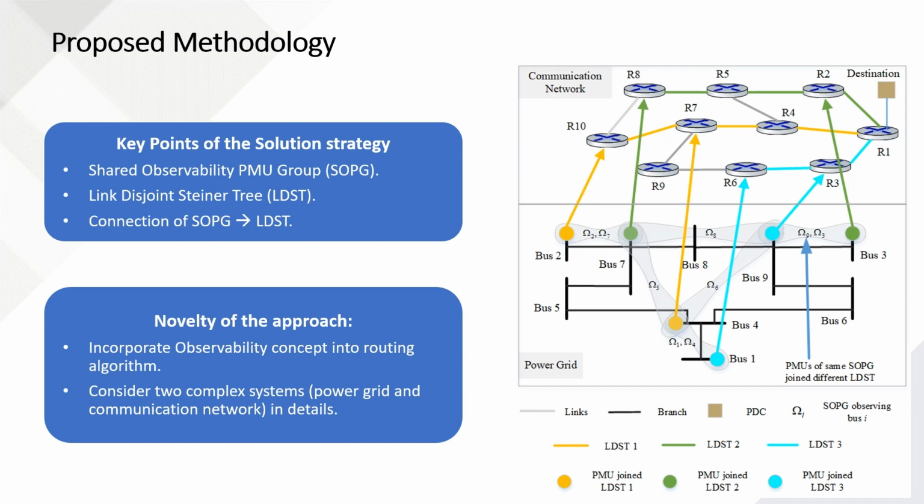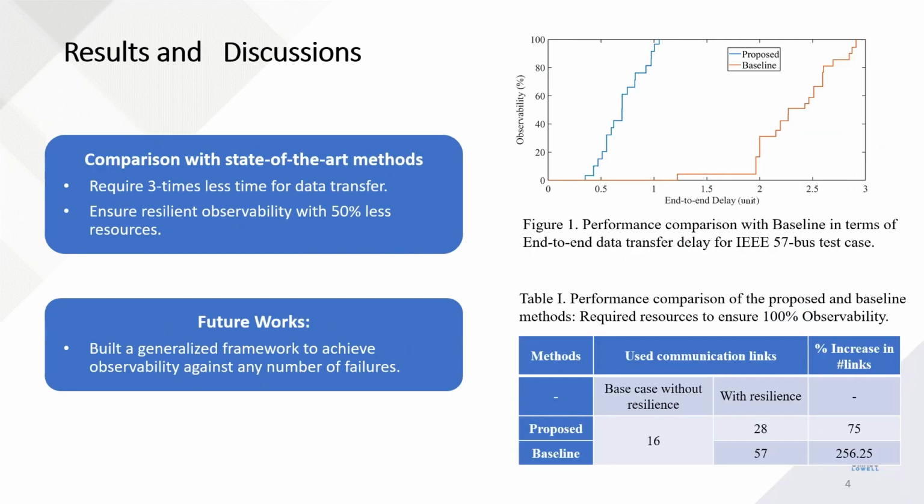As novelty, I want to highlight that this is the first research article to include power grid observability concept into network routing algorithm. We compare the proposed method with a baseline from literature on IEEE 57 bus test power system. Figure 1 shows that our proposed method achieves 100% observability with lower delay than the baseline, enabling real-time decision-making capability. Additionally, table 1 demonstrates that our proposed method uses 50% less resources than the baseline, resulting in lower cost.